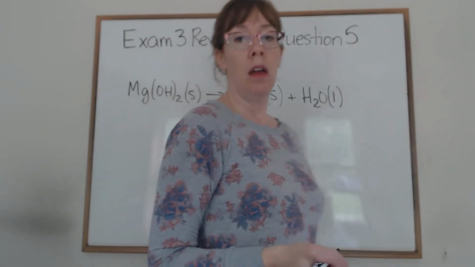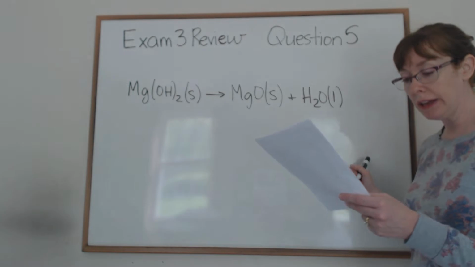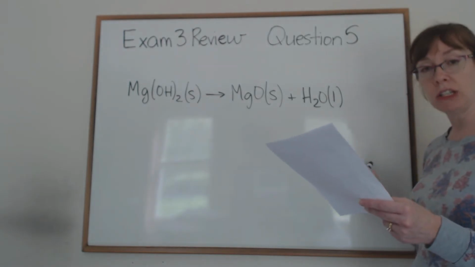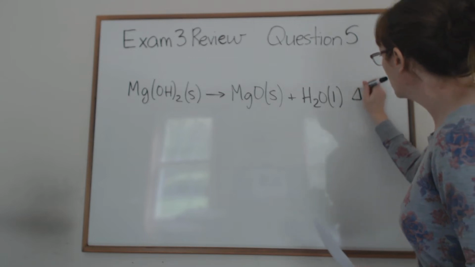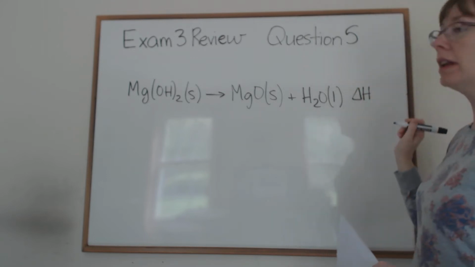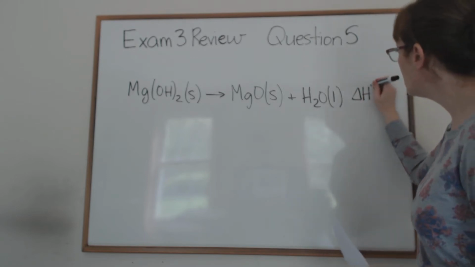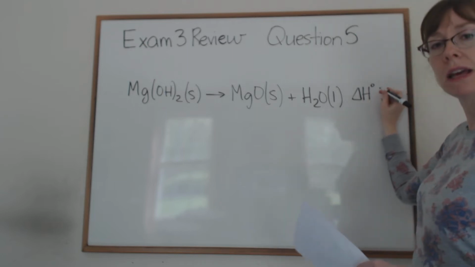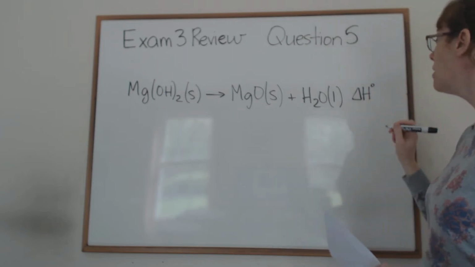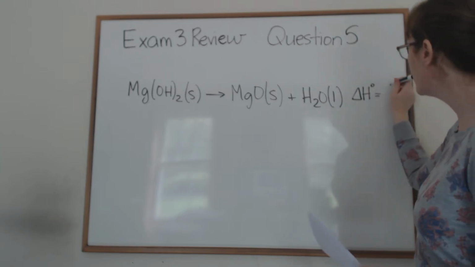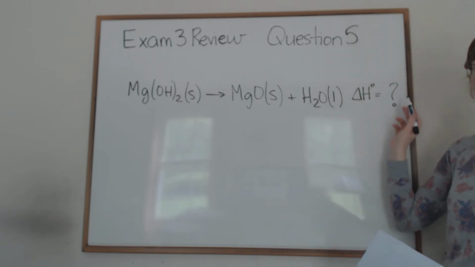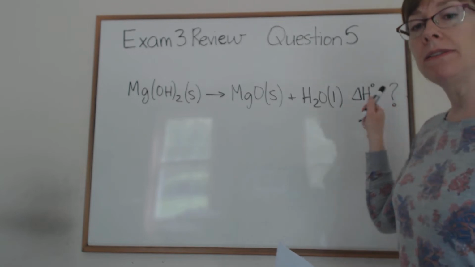Okay. So we're trying to calculate the standard enthalpy change for this reaction. Enthalpy change is delta H. Standard enthalpy change literally just means that you have this little circle here. It just means that under standard conditions, it's not a huge thing that you need to worry about, but we're trying to figure out that delta H.